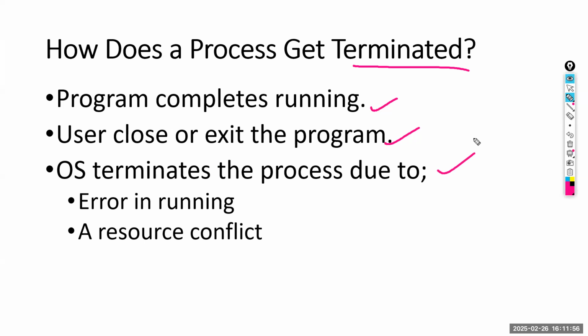The third possibility is that the operating system decides to terminate the program. Maybe it detects an error, resource conflict, security issue, and so on. In that case, the OS will terminate it, and sometimes it will give you an error message or put a log entry giving the reason why it was terminated. So those are the three possibilities: the program naturally completes its task, the user closes it, or the operating system terminates it due to errors, exceptions, conflicts, and so on.